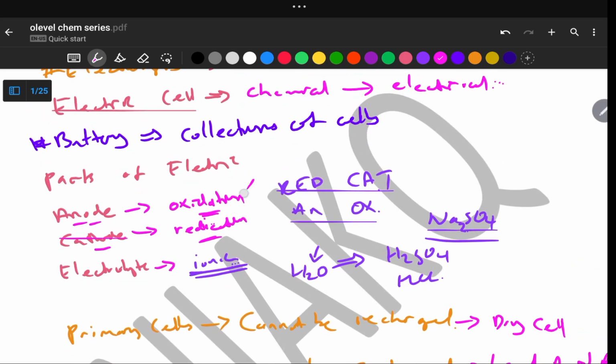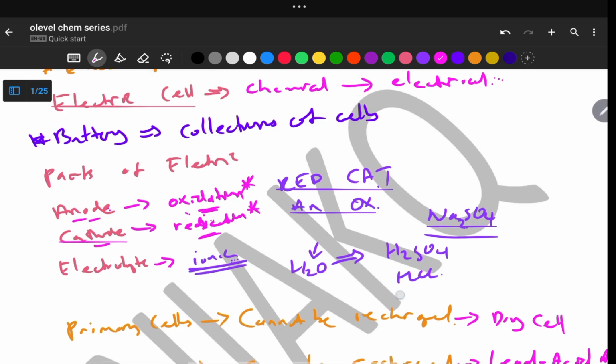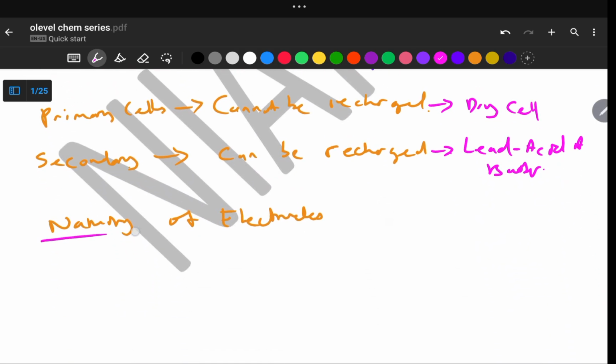We define these in terms of the redox reactions. So you must first understand the definition of these electrodes. We define the anode and the cathode with respect to the redox processes, the redox reactions, oxidation and reduction. Are we together, guys?